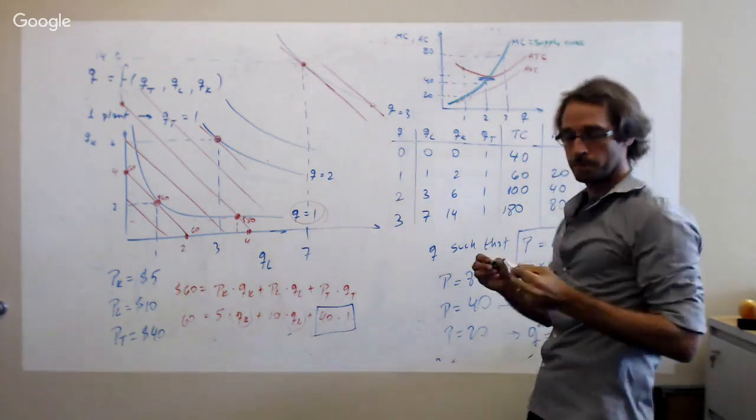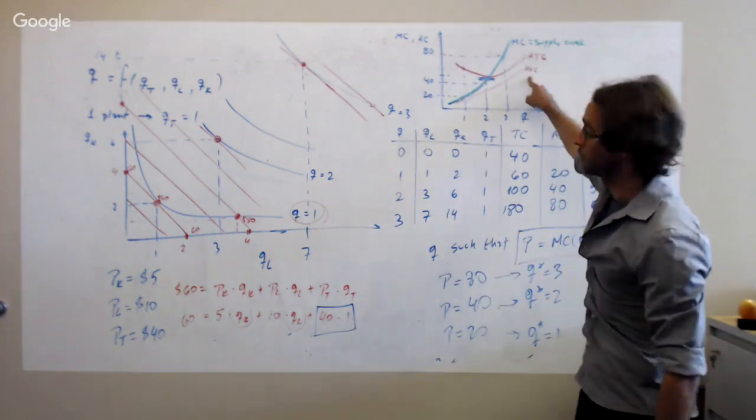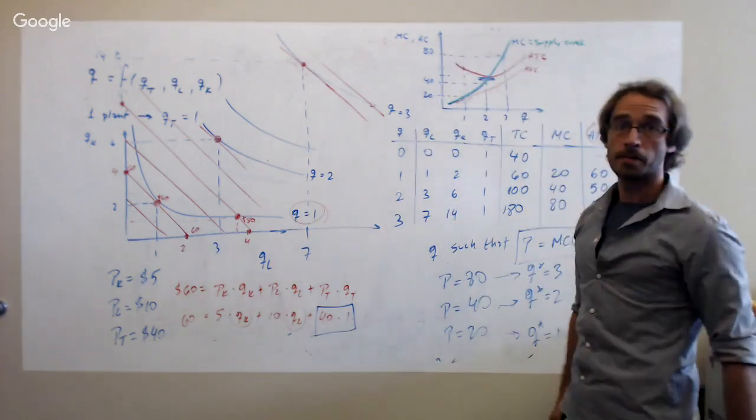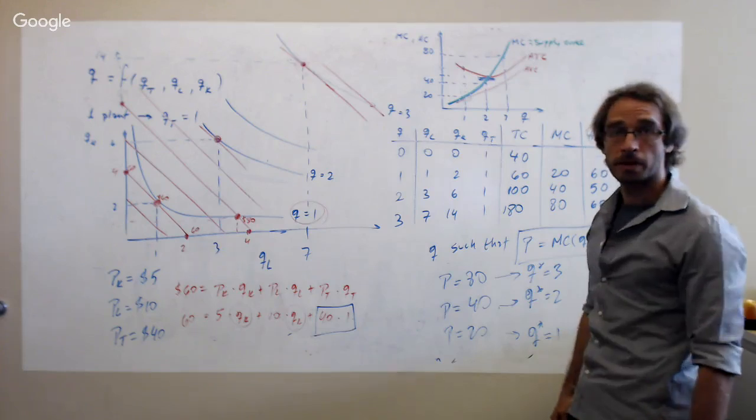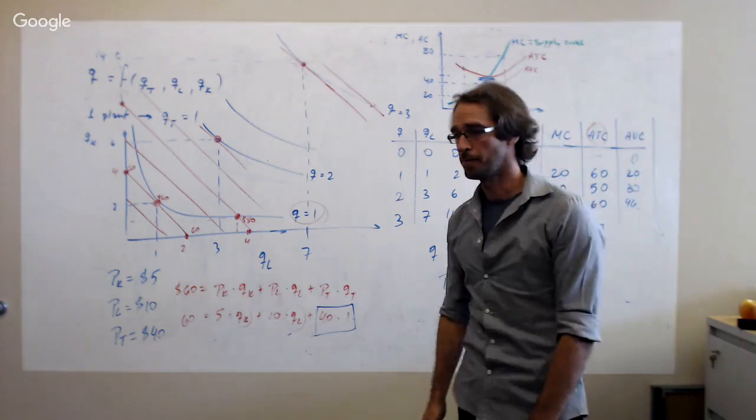All right. And since marginal cost is always above average variable cost, you don't have to worry about not covering your variable cost. And so this is your supply curve. All right, perfect.